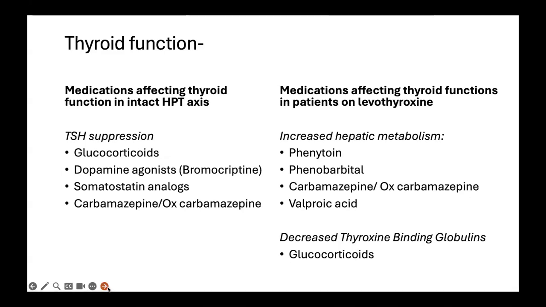These are the medicines which cause increased hepatic metabolism by inducing the cytochrome P450 enzymes, such as phenytoin, phenobarbital, oxcarbazepine, carbamazepine, and valproic acid. In case these medications cause derangement of thyroid function, and in spite of adjusting the dose of thyroid you're not able to maintain the normal levels, consideration of newer anti-epileptic agents might be the next line in this regard. Also, glucocorticoids cause decreased thyroxine binding globulins, which can result in lab errors.